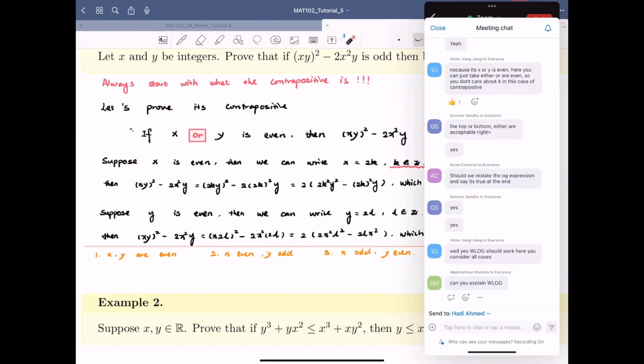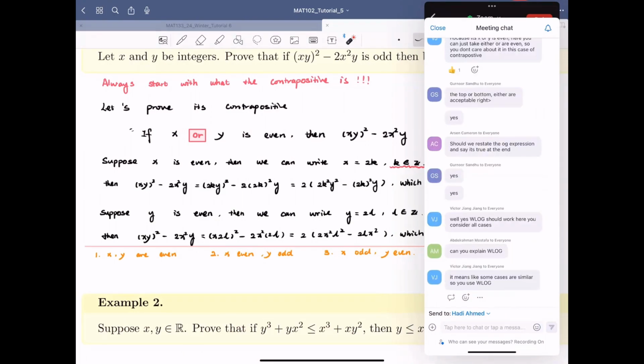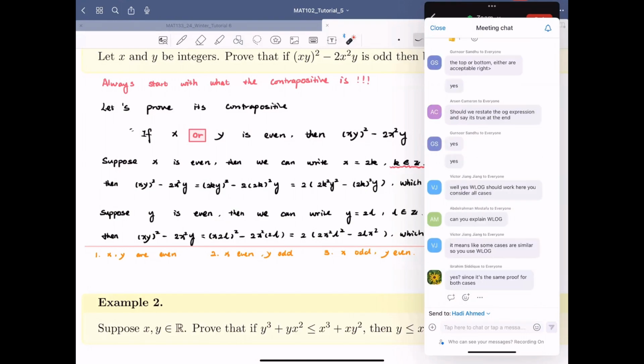Oh, I don't think you understand "without loss of generality." If you don't know what it is, you can forget about my question. I'm asking the people who know what it is. With WLOG, for some questions, you don't need to talk about all the cases. So I'm asking, can I use WLOG here and only talk about one case, where x is even or y is even, but only one of them, not both? Do you think it would work? The answer is no. You cannot use WLOG here.